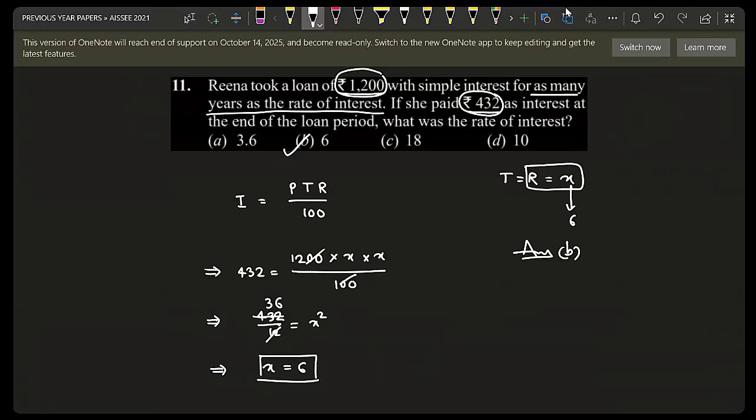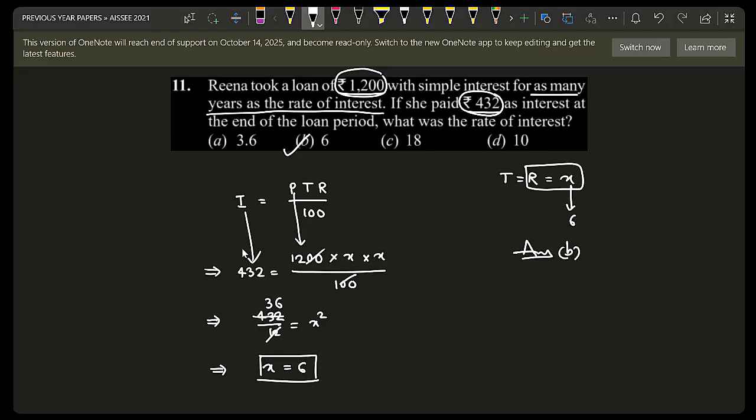See, the simple interest formula you should remember, Shivansh. I is equal to PTR by 100. P means principal. In the beginning, how much amount did she take as loan? That is 1200. So in place of P I have substituted 1200. And the final interest she paid, 432 rupees, I have substituted in the I place.